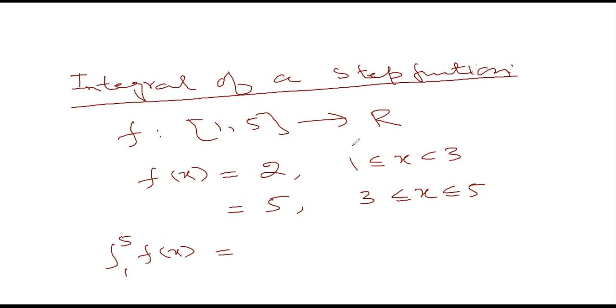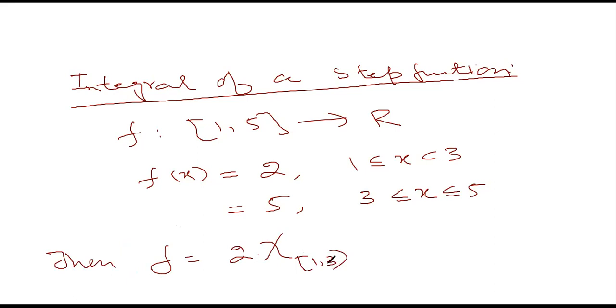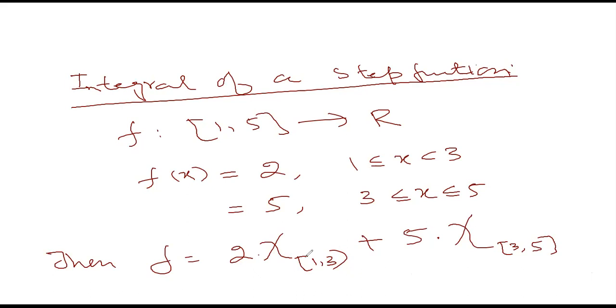It has only two values. I will first write its standard representation, then I will calculate its integral. Then f is equal to 2 times the characteristic function of the interval 1 to 3, open on this side, plus 5 times the characteristic function of 3 to 5. Therefore f is a step function, because it assumes only two values. It is also a measurable function, and the Lebesgue measure of these two sets is finite. The Lebesgue measure of this one is 2 and this one is also 2, so it's finite. So f is a step function.